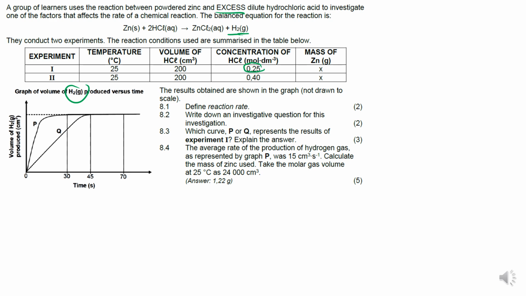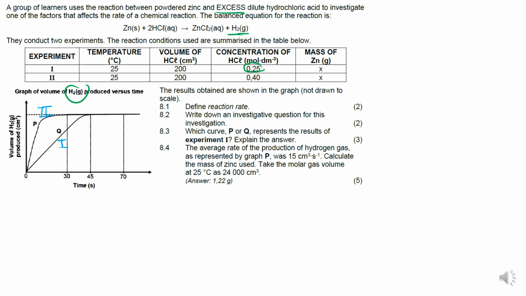Remember we said the steepness correlates to the rate of the reaction. So this one is steeper than this one, right? Which means P should be the graph that represents the experiment with a higher reaction rate, which is the one that has a higher concentration. So this one would be for number 2. So P should be the graph for number 2, and Q should be the graph for number 1. So always analyze before going into questions, right? Now we can go to the questions.